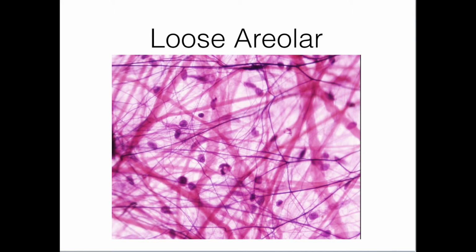Loose areolar connective tissue allows for support, strength, and elasticity. It binds skin to the muscles below, and it also links organs. Under a microscope, you can see dark strands, which are elastic fibers, and light strands, which are collagen fibers. You can also see small dots, which are fibroblast nuclei suspended in a matrix.